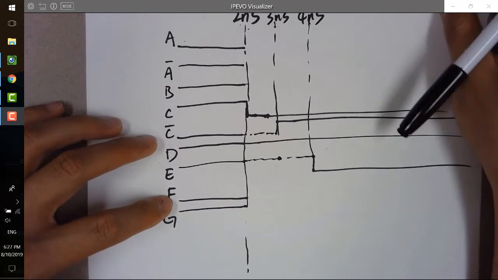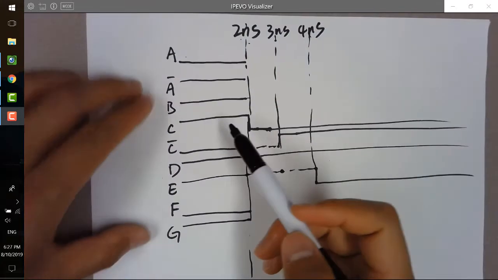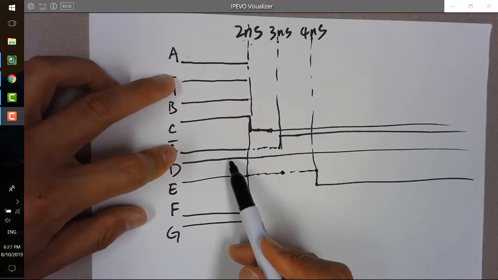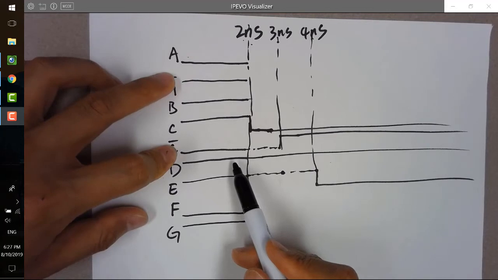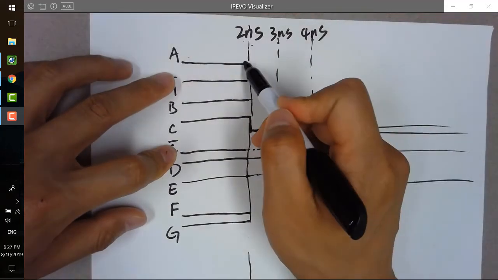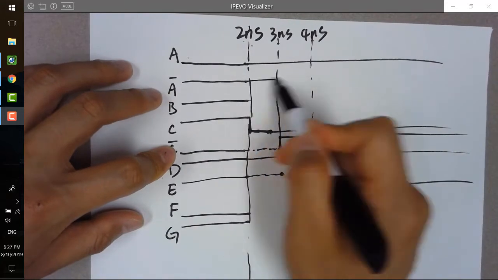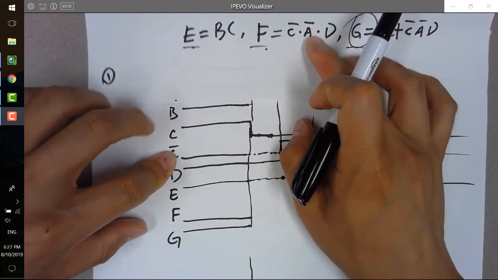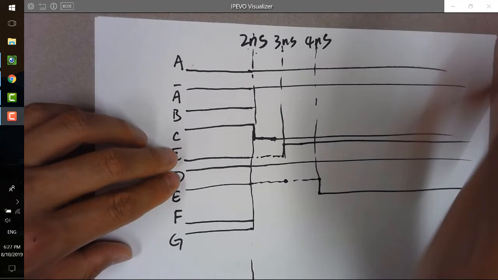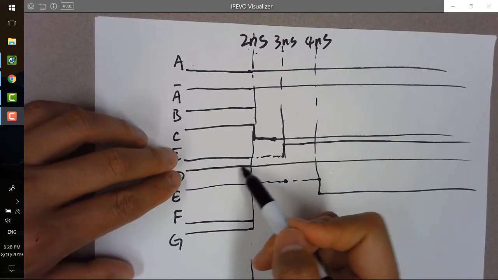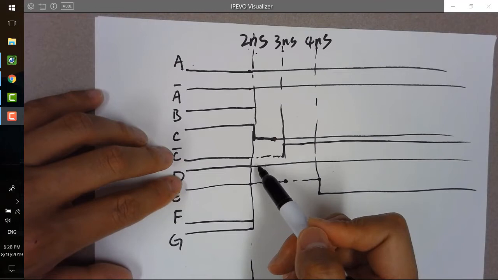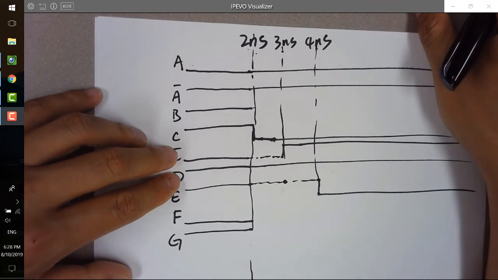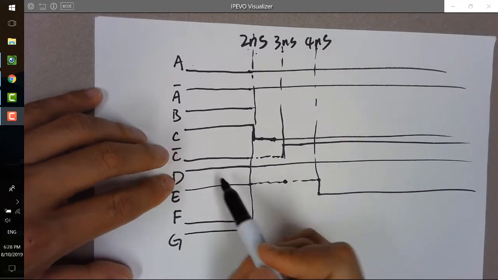So what about F? F is A bar, C bar, D. Because A is 0 all the time, A bar will be 1 all the time. So just ignore A bar here because it's a 1. So it's only C bar D, and D is 1, so it doesn't matter as well. So in the AND logic, you only take a look at C bar. However, for the AND logic, you are having a 2 nanosecond delay. So it's going to be changed.